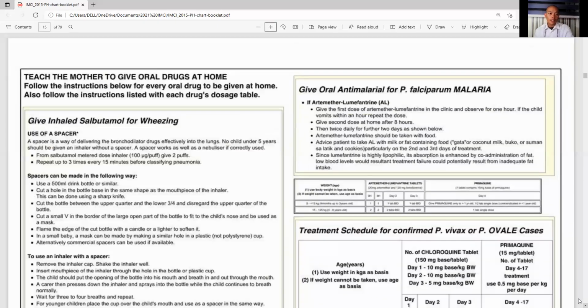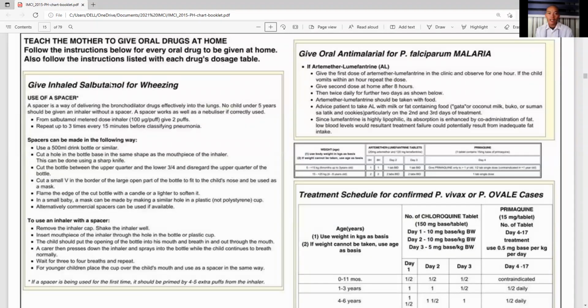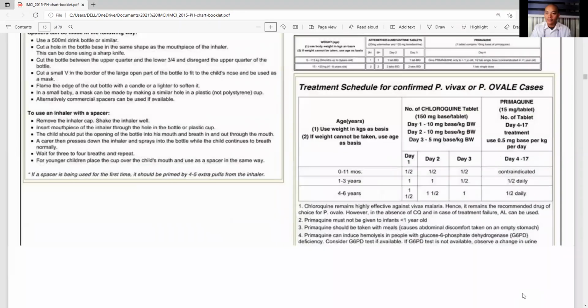Teach the mother to give oral drugs at home. Okay, follow the instructions below. Okay, so when you're giving educatives to the mother already, hindi naman tayo nagmamadali if the patient falls under yellow or green. But remember, if it is pink, do the assessment quickly. Yeah, based on our IMCI system, ito yung medications natin.